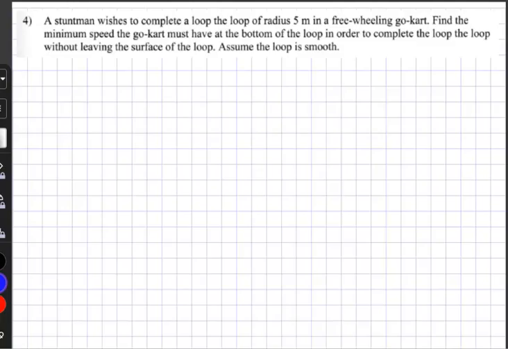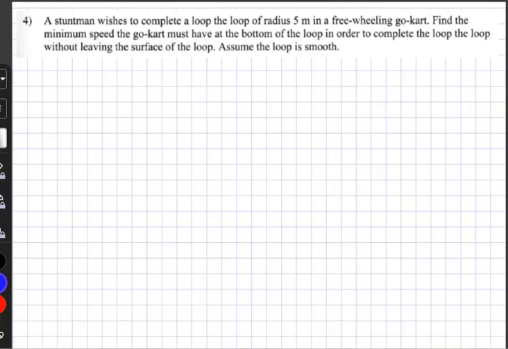Moving on to another question, a very sexist question. A stuntman, boys will be boys, wishes to complete a loop-de-loop of radius 5 meters in a freewheeling go-kart. Find the minimum speed the go-kart must be at the bottom of the loop in order to complete the loop-de-loop without leaving the surface of the loop. Assume the loop is smooth.